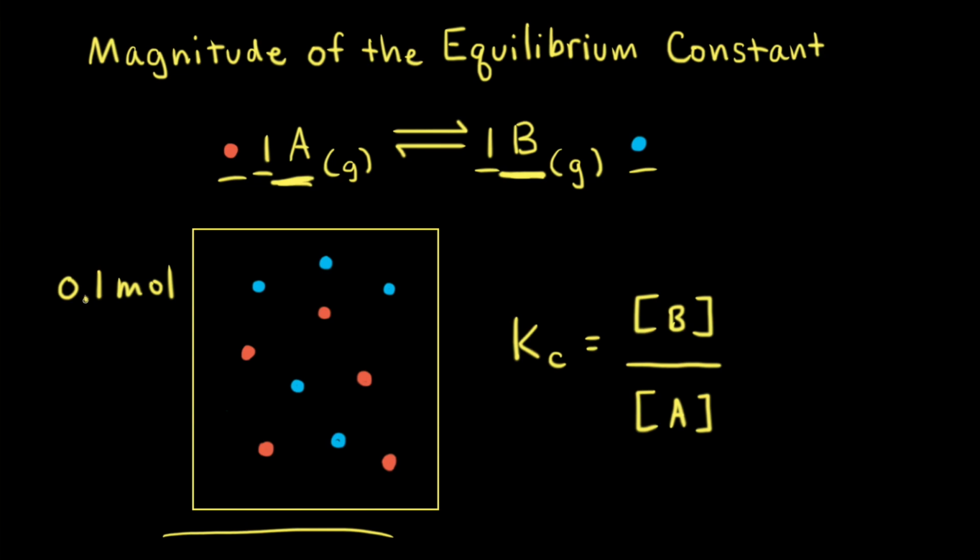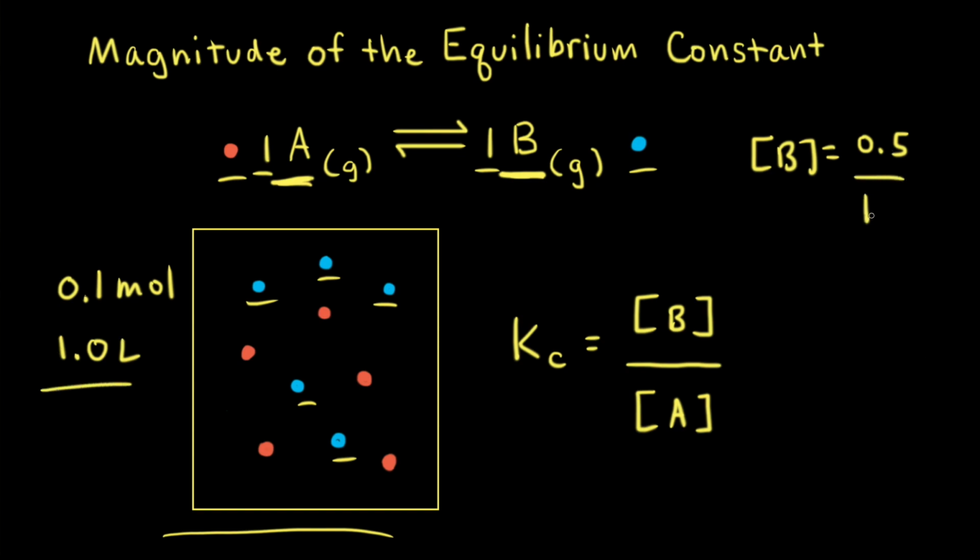If we assume that each particle in our particulate diagram represents 0.1 moles of a substance and the volume is 1 liter, we can calculate the concentration of both A and B. For B, there are 5 blue spheres, so that would be 5 times 0.1 moles, or 0.5 moles. So for the concentration of B, we have 0.5 moles divided by a volume of 1 liter, so 0.5 divided by 1 is 0.5 molar. We can plug that in for our concentration of B. Next, we can do the same thing for A. There are also 5 red spheres, and therefore the concentration of A is also 0.5 molar.